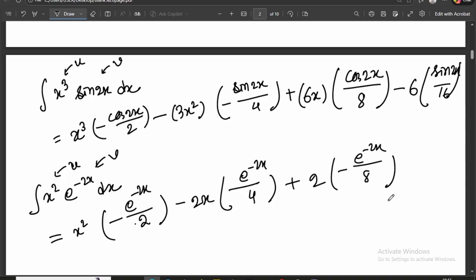So this way we can do the integration by parts.